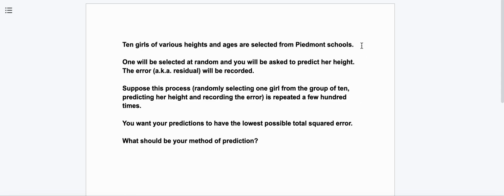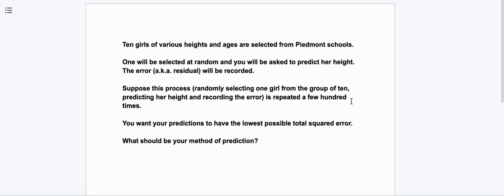Suppose you were working with the following scenario. 10 girls of various heights and ages are selected from Piedmont schools. One of these 10 will be selected at random, and you will be asked to predict her height. The error, also known as residual, will be recorded.